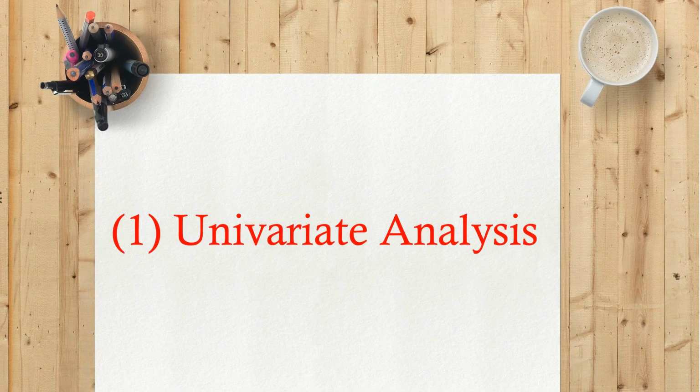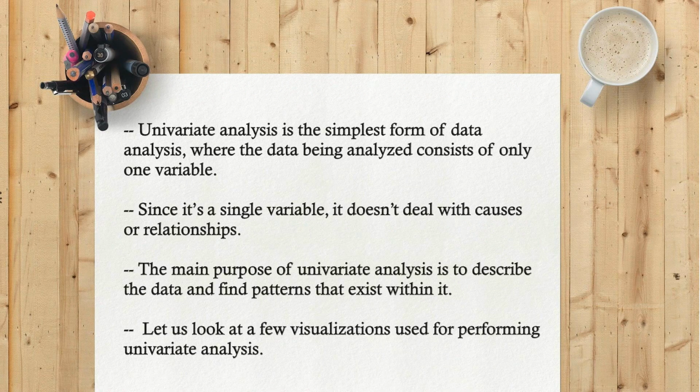1. Univariate analysis. Univariate analysis is the simplest form of data analysis, where the data being analyzed consists of only one variable. Since it's a single variable, it doesn't deal with causes or relationships. The main purpose of univariate analysis is to describe the data and find patterns that exist within it. Let us look at a few visualizations used for performing univariate analysis.